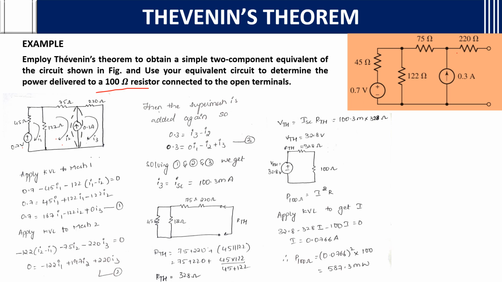Applying KVL, you will get 32.8 minus 328I minus 100I equals 0. So I will be 0.0766 amperes. Then P100 ohms equals, you got the I value, square it into 100, you will get the power across 100 ohms. Okay, so this is what the answer is.